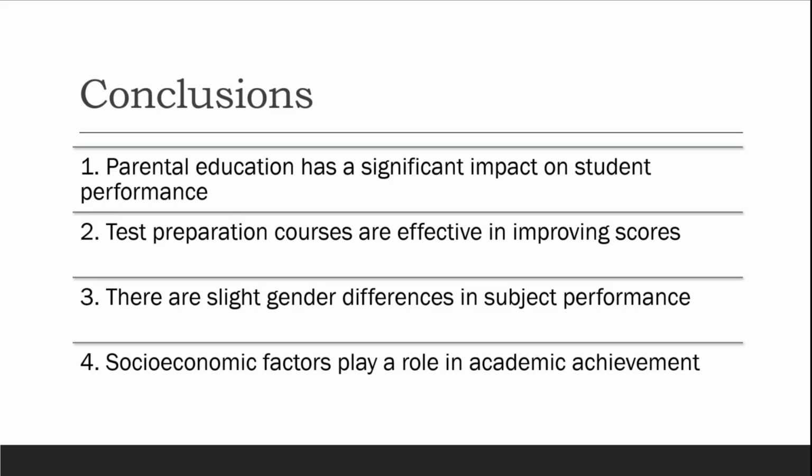First, parental education has a significant impact on student performance. Second, test preparation courses are effective in improving scores. Third, there are slight gender differences in subject performance. And for the fourth one, we can conclude that socioeconomic factors play a role in academic achievement.